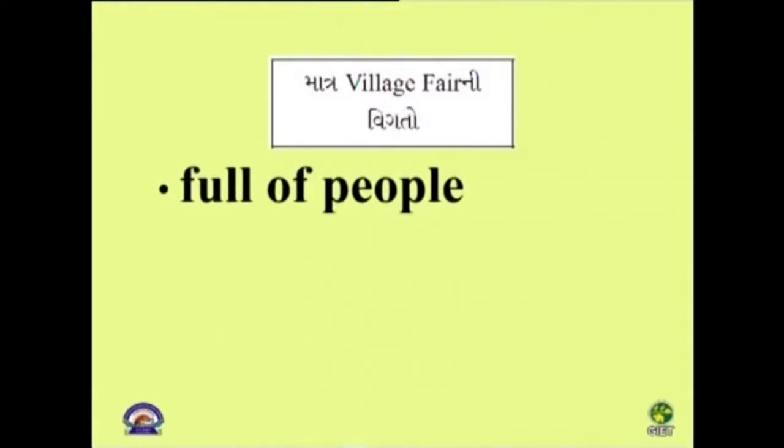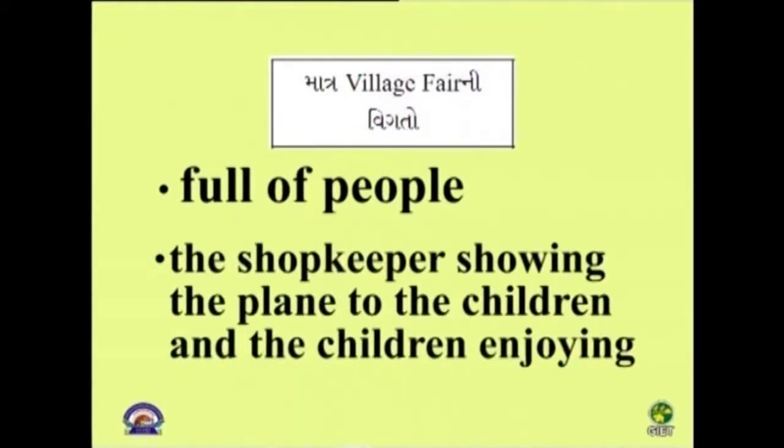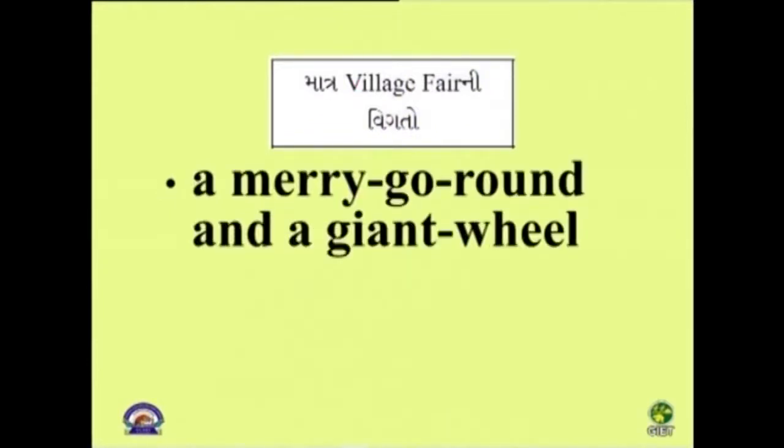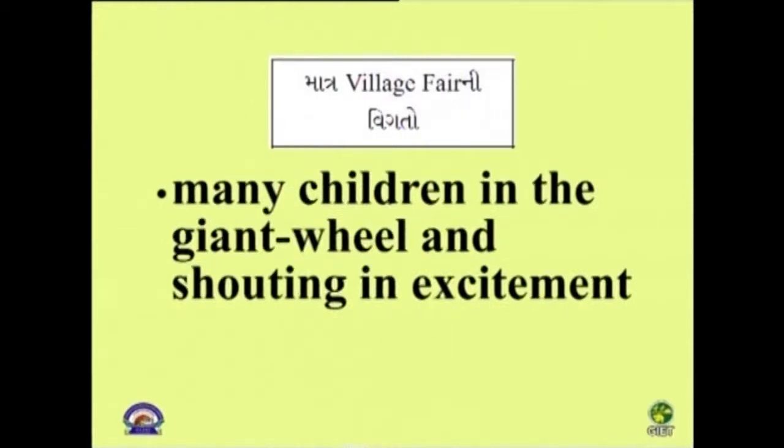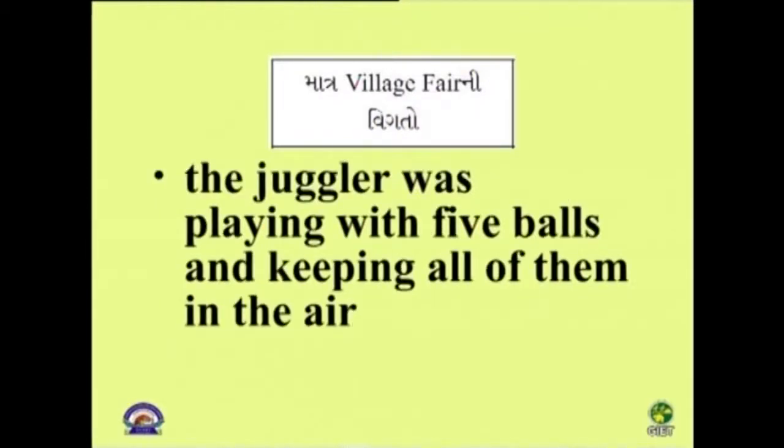Full of people. Next, the shopkeeper showing the plane to the children and the children enjoying. And write down the sentence. Next, a merry-go-round and a giant wheel. Write down fast. Next, the place full of noise. Many children in the giant wheel and shouting in excitement. Next, the juggler was playing with 5 balls and keeping all of them in the air.